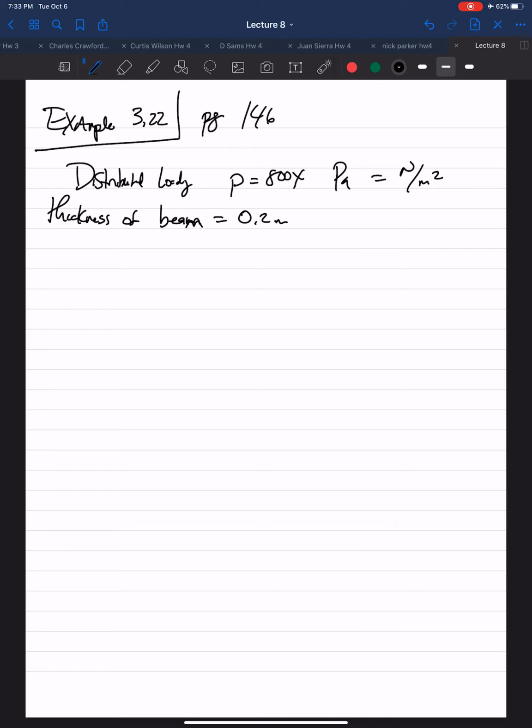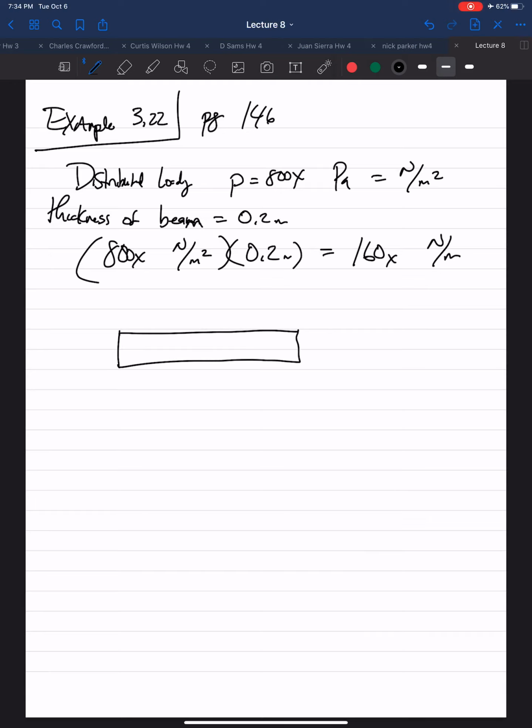So the distributed loading is 800x newton per meter squared, but it is uniform along the width of the beam, given by the y-axis here. So we can represent this in 2D by multiplying by the thickness or the width, 0.2 meters, which gives you 160x newtons per meter. So now we can look at it in 2D. Let's rewrite this out. We have a beam, and we have the loading on it. The length here is 9 meters. This is the beam.